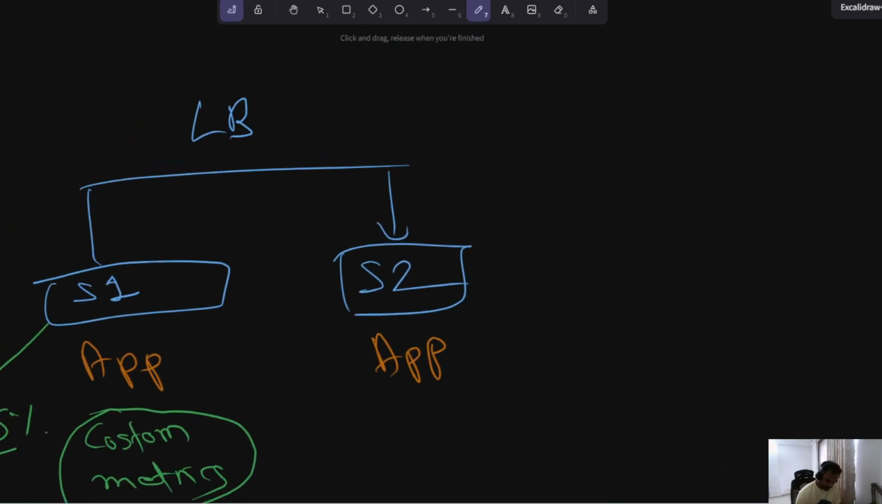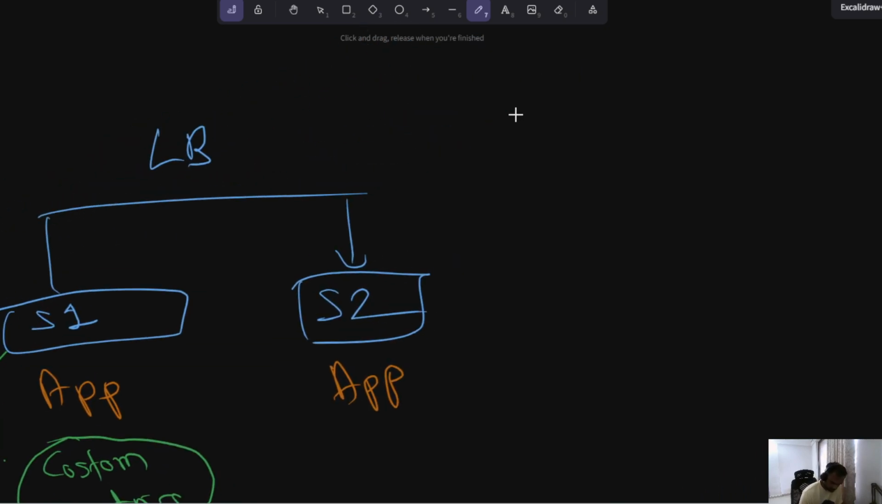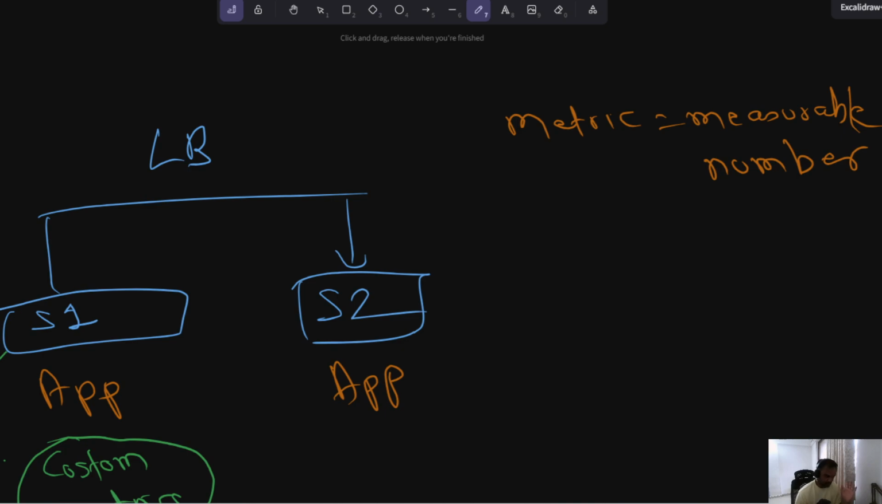So let me write down a definition. Metric is equal to measurable number. Okay, could be a number, could be anything. Let's assume metric is a measurable number. Then what are logs? Okay, so we've covered metric. Now let us understand logs.